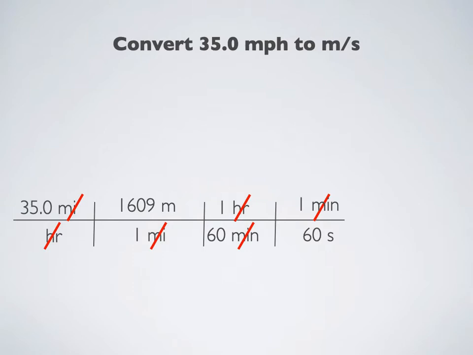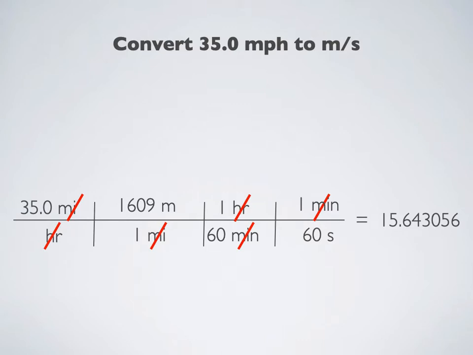You want to multiply across the top, divide across the bottom. Again, don't forget, we want to go 35.0, times 1,609, divided by 60, divided by 60. Make sure you hit divided by before both of those numbers. You hit times in your calculator for anything that's on the top. You hit divided by before anything on the bottom. And you end up with this big old long number.